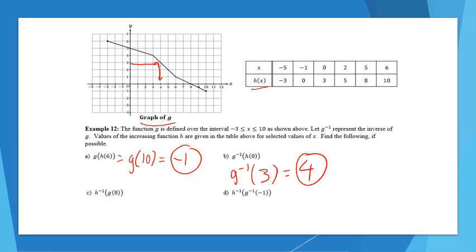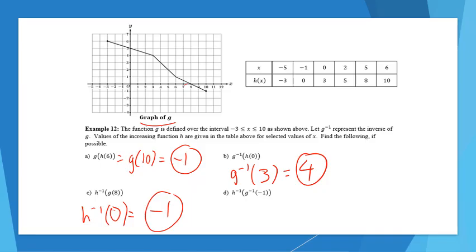For part C, we want to find g of 8 first, and then find the inverse from the table. So g of 8 is just 0, right? The point 8 comma 0 is on that line, or when you look at 8, it has a y value of 0. Now that we have that, we want to find the inverse of 0. So that is not going to be 3. That's wrong. You want to look for 0 here and look up to find negative 1 as your answer there too.